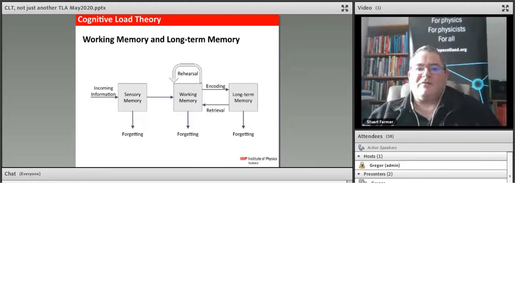So your working memory is what you're thinking about at any given time. Your long-term memory, however, is basically a big store, and some people would say that it's basically infinite, that it doesn't have a capacity. But in order to get things into your long-term memory, you've got to encode them in an appropriate way so that you can store them, but you also need to be able to retrieve them as well. So there's this basic model of sensory memory, working memory, and long-term memory.